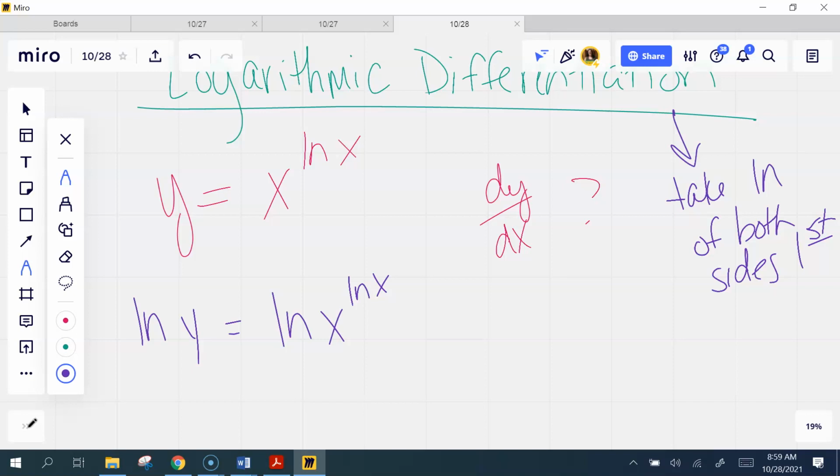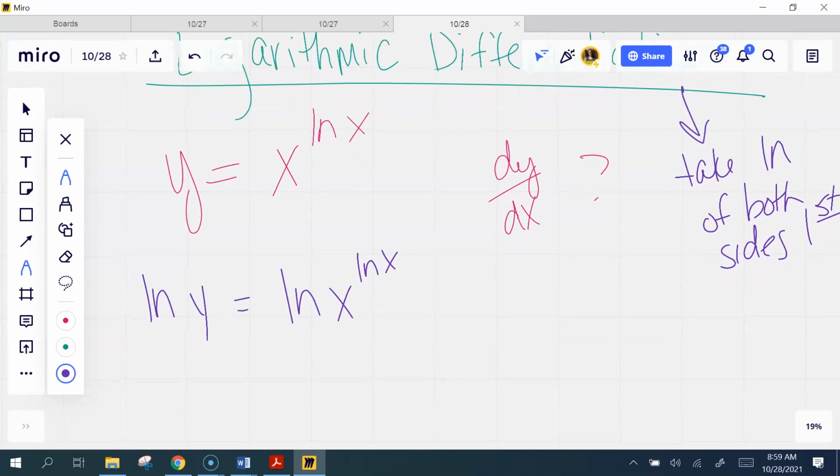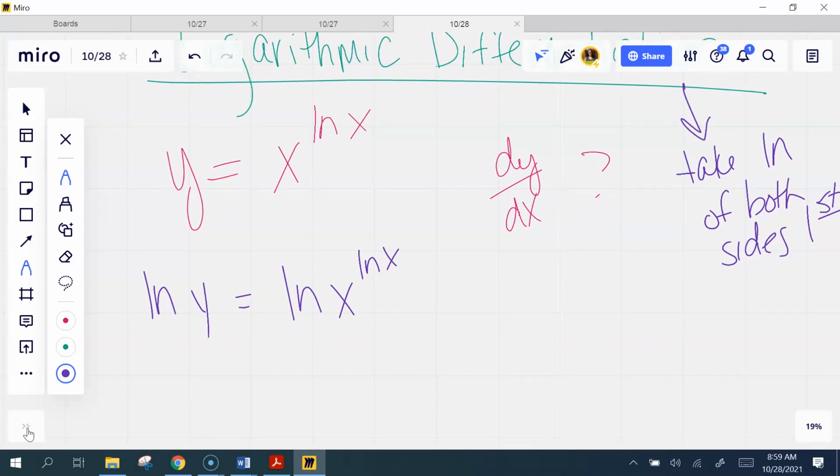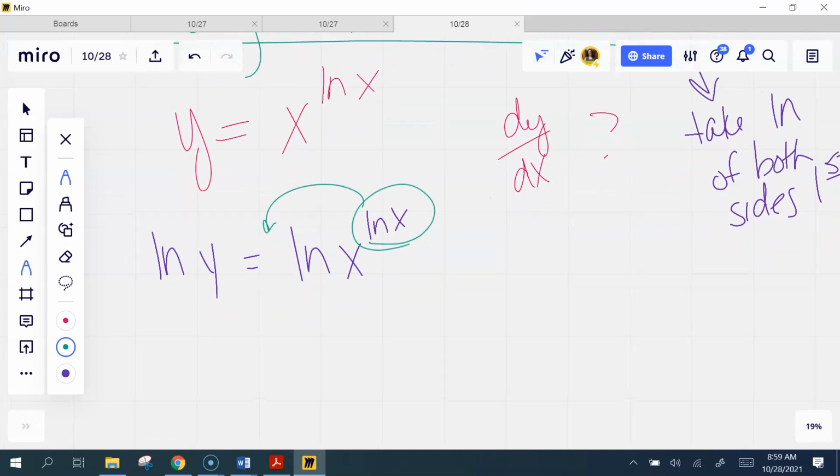In this case, we take the natural log of both sides. We haven't been doing that. We've been taking the derivative first and then working from there. How does this make it any better? What happens if you have an exponent on a log? It goes out in front. So really this is log y.